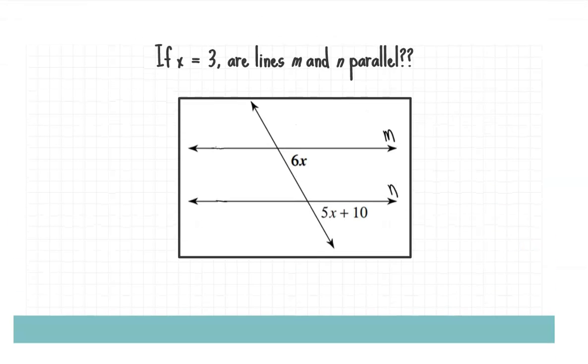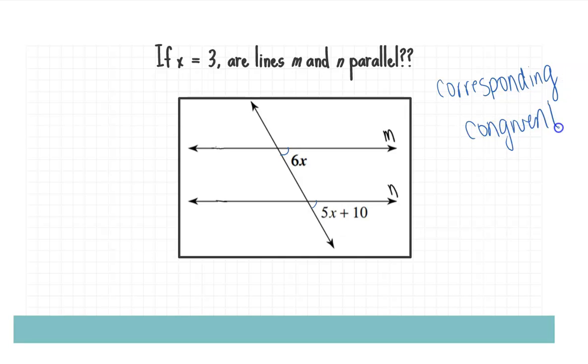Alrighty, for this one, if x is equal to 3, I want to know, are the two lines M and N parallel? Alright, so first we need to think about what is the relationship between our two angles. These two angles are going to be corresponding angles, which means that they are congruent. So that means that the angle with 6x should be congruent or equal to 5x plus 10.